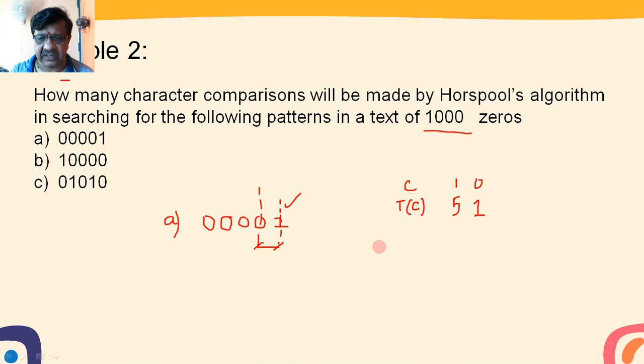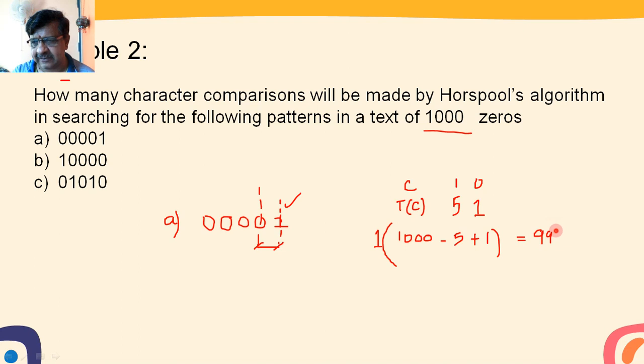Therefore, this presents the worst case complexity. The number of comparisons is 1, and the total number of movements is n minus m, that is 1000 minus 5, therefore 995, plus one comparison even in the last arrangement. So it is n minus m plus 1. Even at the last alignment, one comparison will happen. Therefore it is 996 into 1, therefore 996 comparisons.